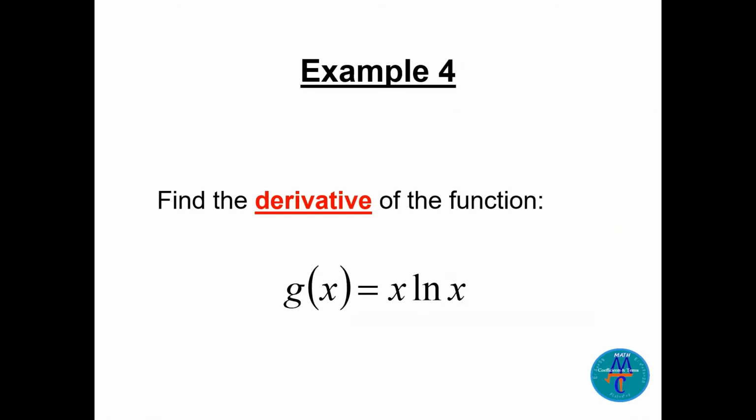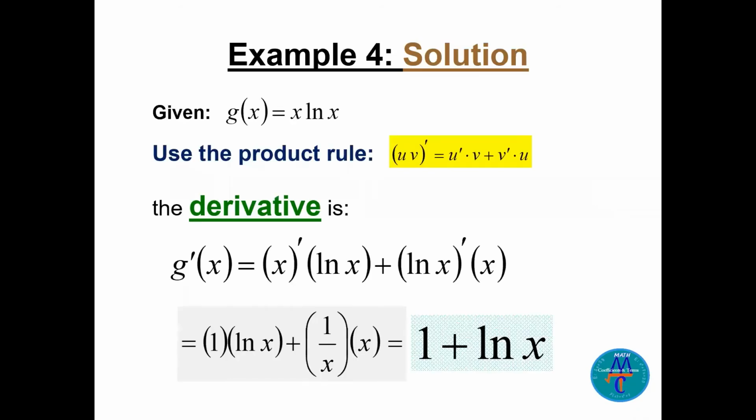Let's see example number 4. Find the derivative of g of x is x times ln of x. So clear here, this is a product. U prime v plus v prime u. It's so easy. The derivative of the first times the second plus the derivative of the second times the first. When you simplify, you get 1 plus ln of x.